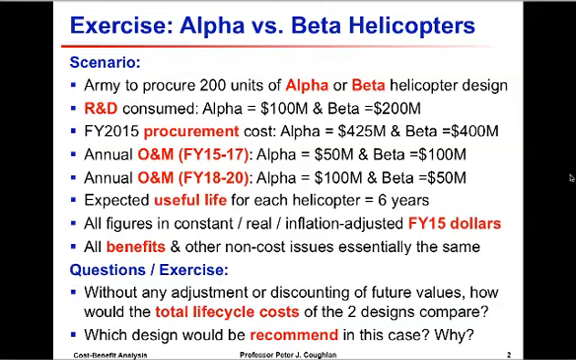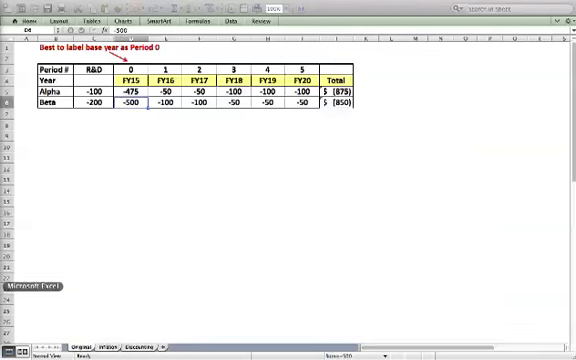The first exercise that we'll be looking at is the following. Without any adjustments or discounting of future values, so ignoring the time considerations that we'll talk about, how would the total life cycle costs of the two designs compare? Which design would be recommended in this case and why? And I gave you a spreadsheet that looked something like this.